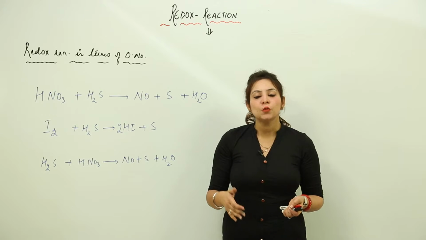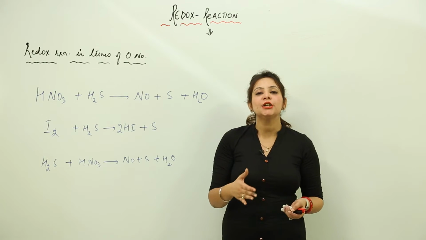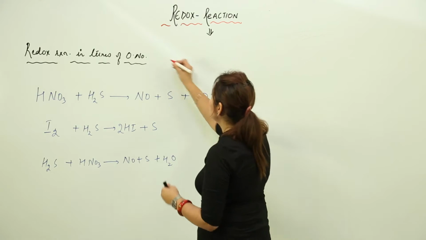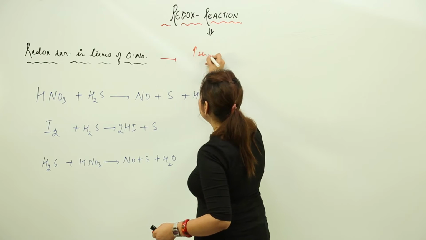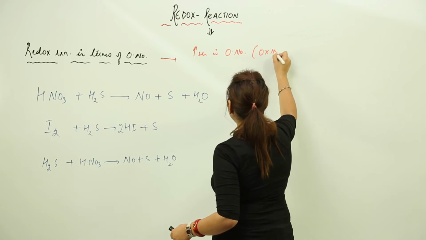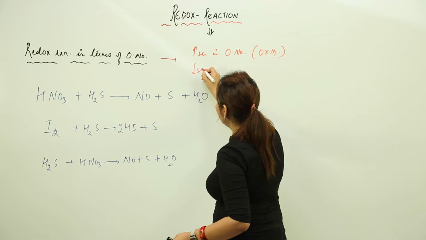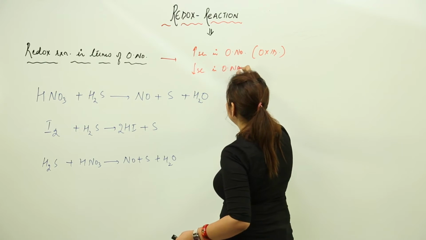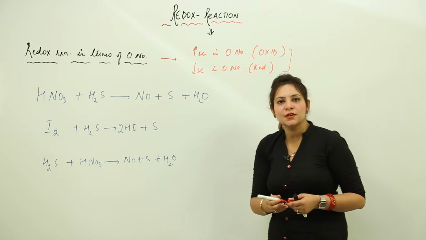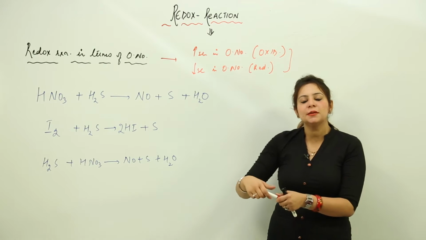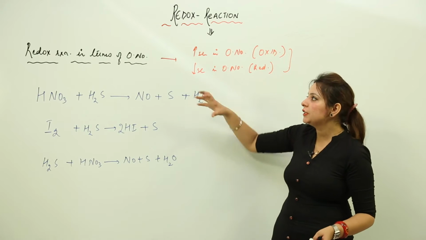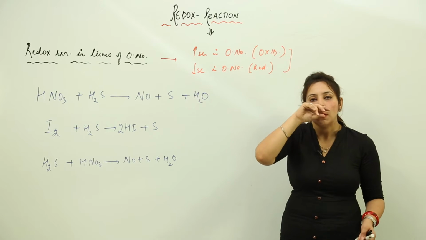So now as you know what the oxidation number is, we are going to define the redox reaction in terms of oxidation number. Whenever you see an increase in oxidation number, it indicates oxidation, and whenever you see a decrease in oxidation number, it is reduction. In a reaction, we will see an increase in oxidation number and also a decrease in oxidation number. So this is the redox reaction in terms of oxidation number.